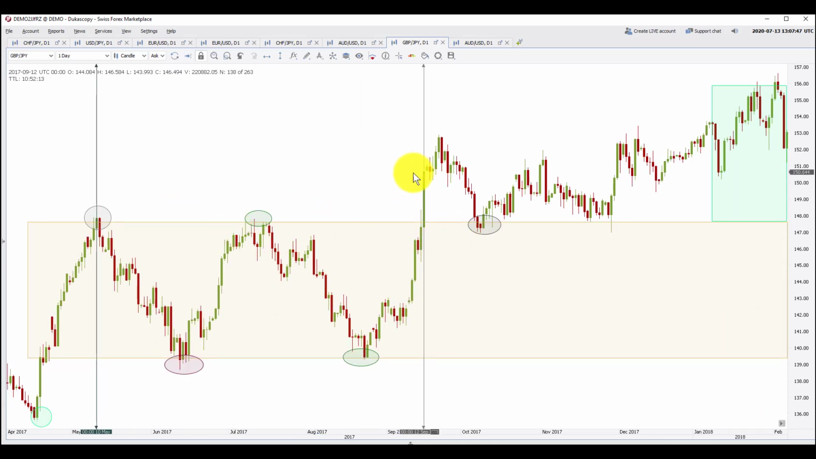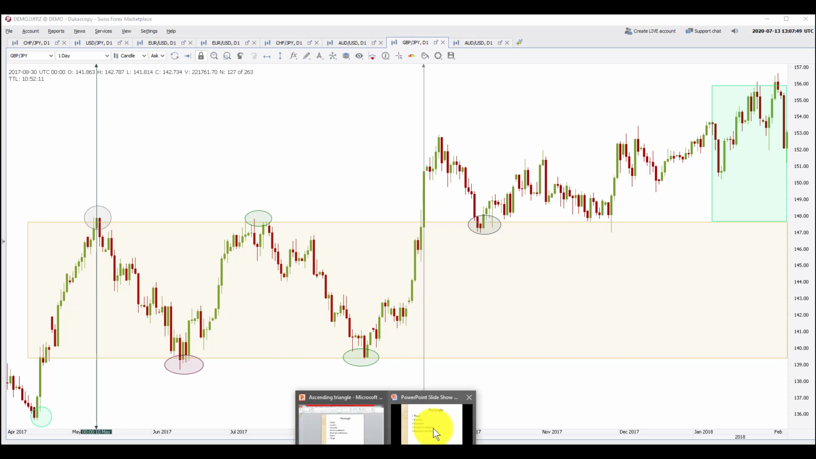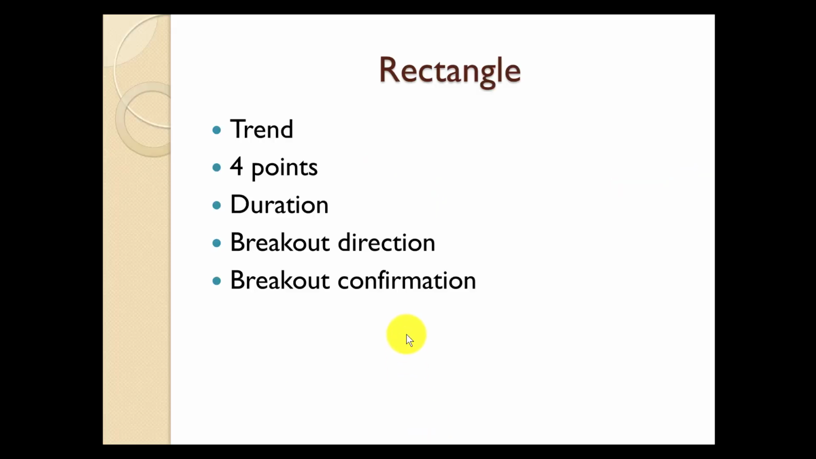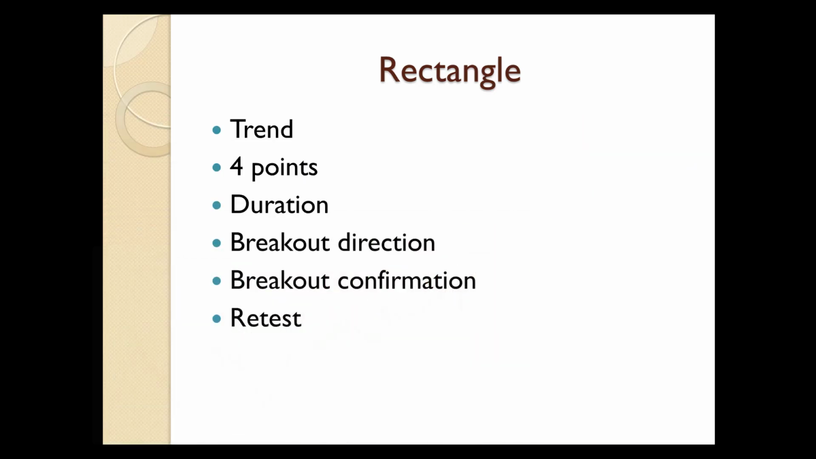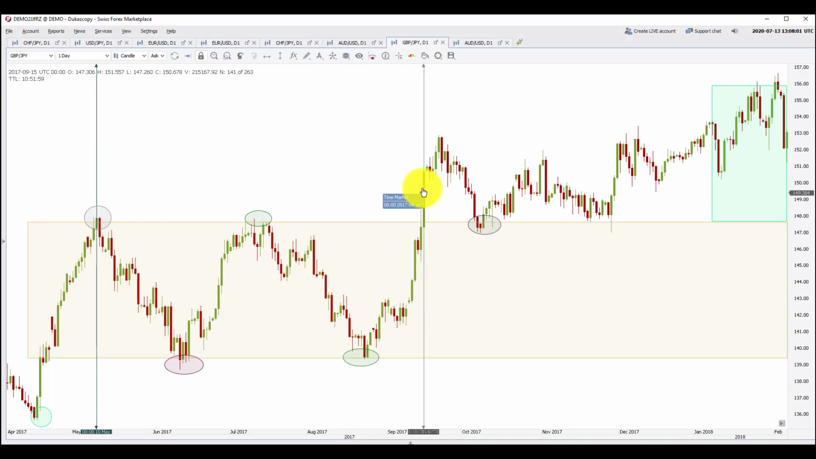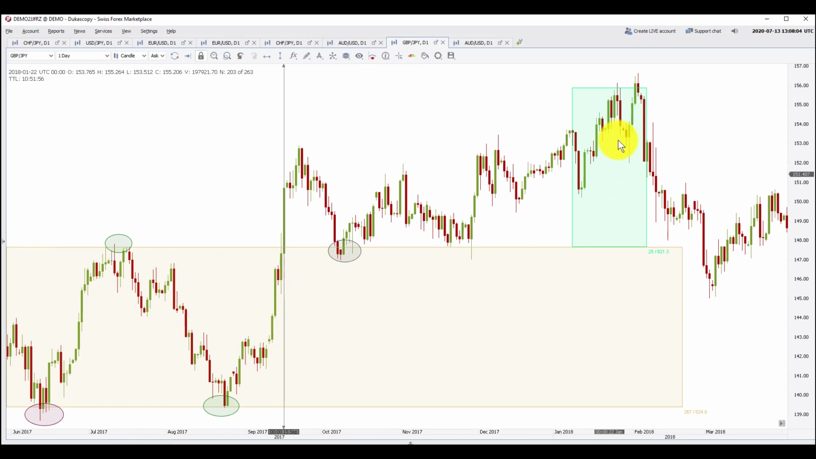The candle closed higher than this, and then after, we needed a retest, which actually happened after the pair came back to this level. And then finally we needed a target, and the target was achieved, which was equal to the height of this pattern. Now, but this is not the case as always.